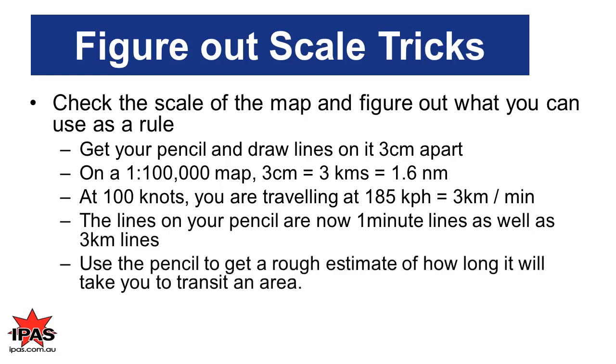So you can use that pencil now to get a rough estimate of how long it will take you to transit an area. So grab your pencil, chuck it on the map, and then you count the number of lines on your pencil. It goes 1, 2, 3, 4. All right, it's going to take me 4 minutes to get there. It's about 12 kilometers from point A to point B. It's great for pilots because they can do a quick calculation of how much fuel they'll burn tracking along there, and they'll be able to use it for enhanced situational awareness.